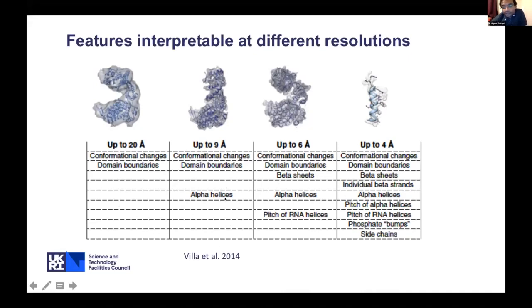Secondary structures can be interpreted at better than 9-10 angstrom resolution. And when you enter the better than 3 angstrom resolution range, you can look at side chain conformations. The best resolution structure so far is around 1.5 angstroms, so you can really look at the details of atomic positions.